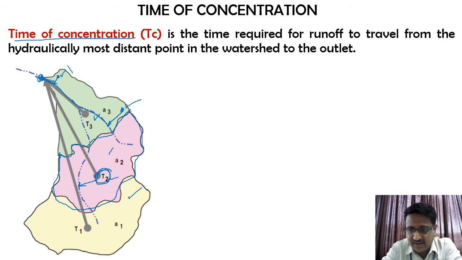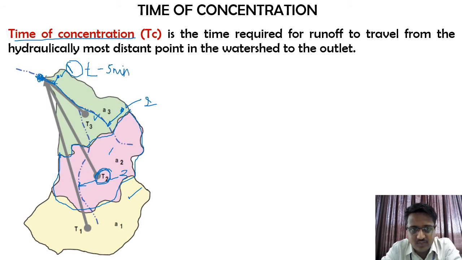So let us call these 1, 2 and 3. The first point is nearer to the point of collection or measurement, so it will take less time for that water to reach here. Imagine all three colored areas are having rainfall at the same time. With respect to the runoff generated, the first point has less length to travel to reach the measuring point. So the time taken for the first point may be around, let us say, 5 minutes.